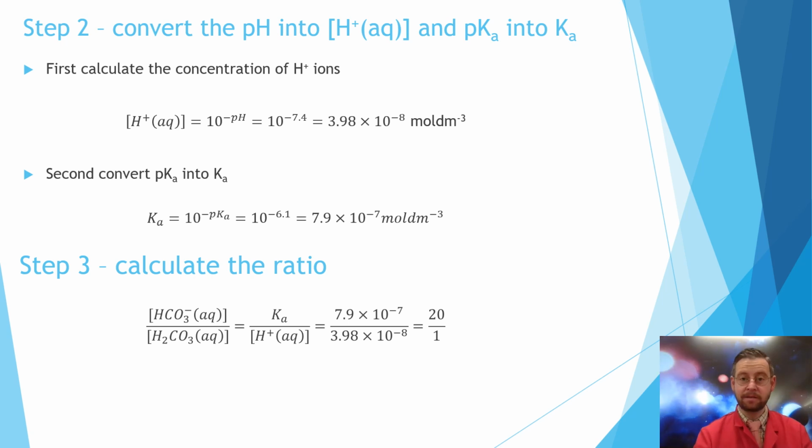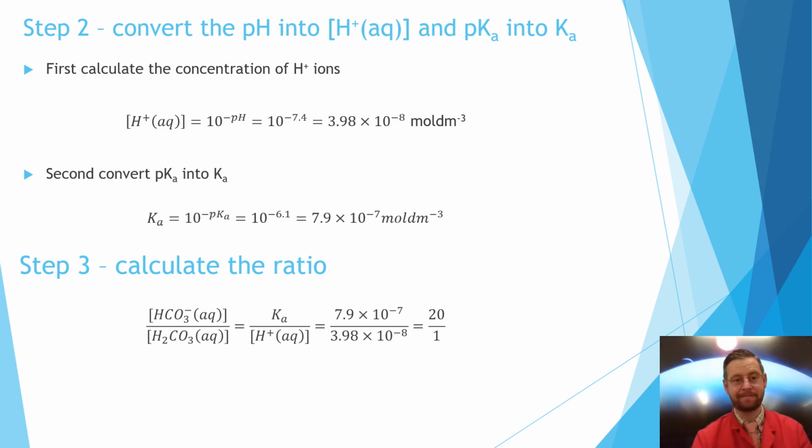Now, substituting those two numbers into the previous formula, we know that therefore the ratio of the hydrocarbonate ion to the carbonic acid is Ka over the concentration of the H+ ion, so 7.9 times 10 to the minus 7 divided by 3.98 times 10 to the minus 8 gives a relationship of 20 to 1.